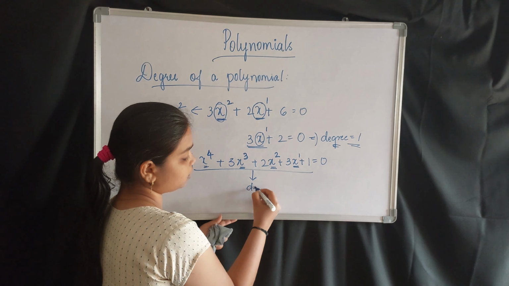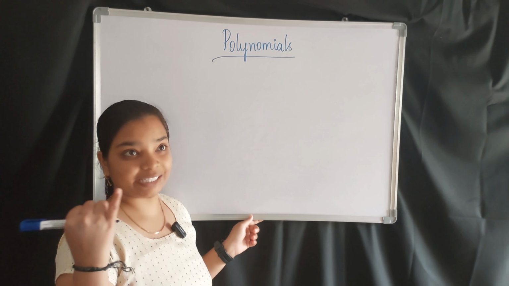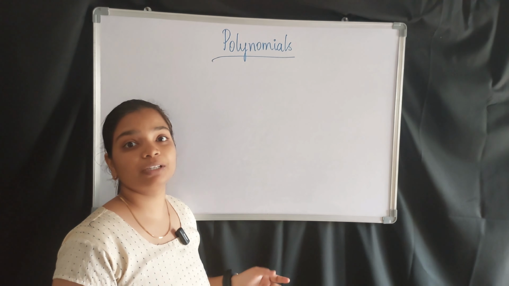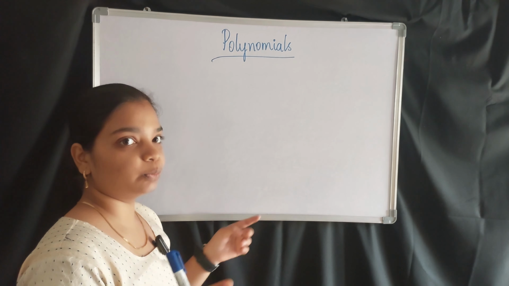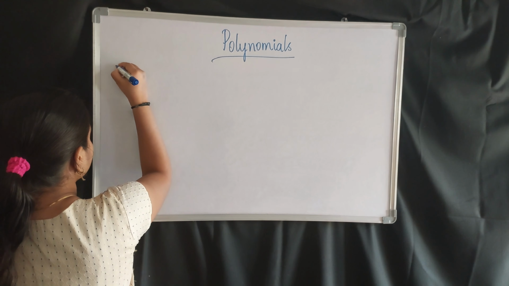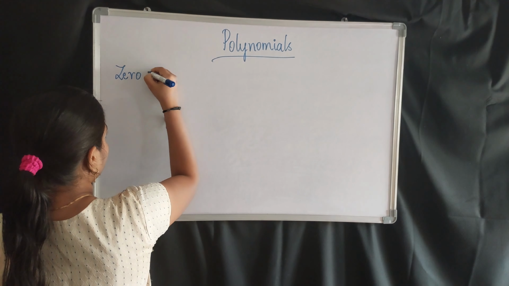So moving on with types of polynomials, we have zero polynomial, linear polynomial, quadratic polynomial, cubic polynomial. Let's see how do we classify them. So first we go with zero polynomial.